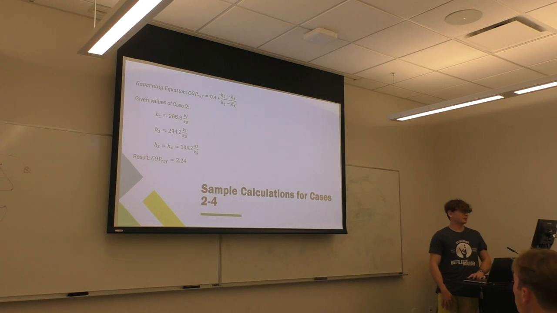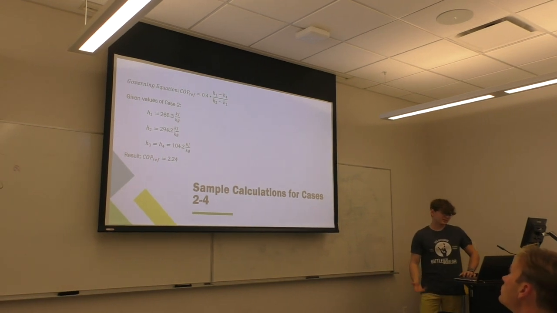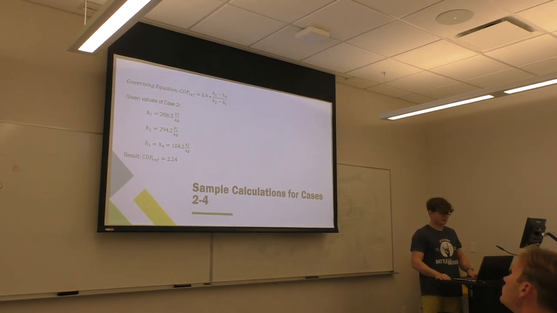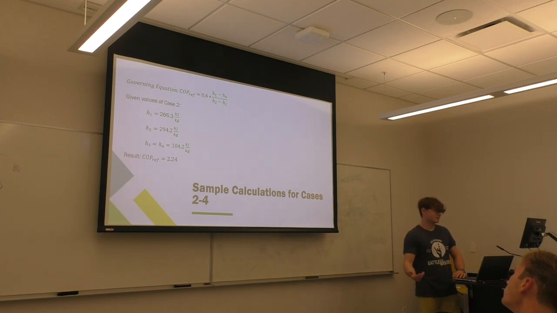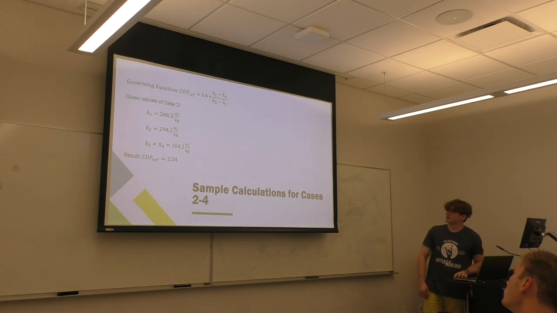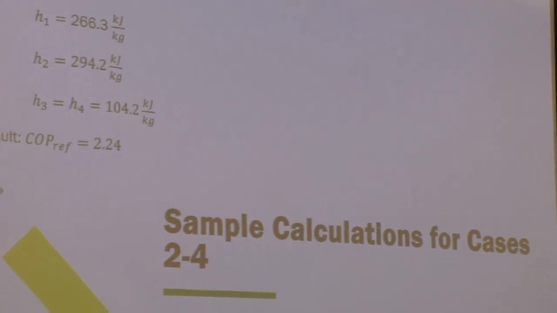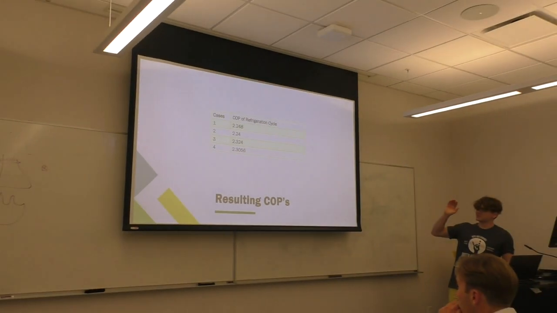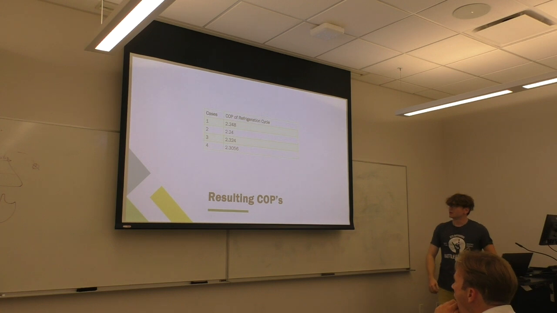Like I said, it's different from the one before, since we had different given values. Basically, H1 minus H4 is the amount of energy you're getting out of the system. H2 minus H1 is the amount of work required to put into the system to make it run. And the 0.4 accounts for the efficiency of the compressor. So this is using the reference values from case 2, which came out to be a 2.24 coefficient of performance. Then the same procedure for all of them, just ran through all the cases. And these are all the coefficients of performance for cases 1 through 4.